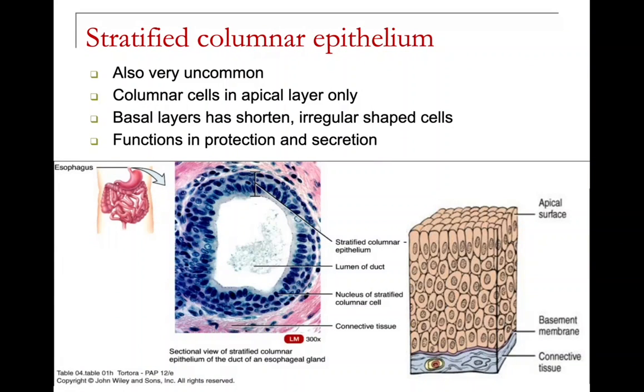The stratified columnar are also fairly uncommon. The columnar cells are in the apical layer only. The basal layers have shortened, irregular shaped cells. Going to provide protection and secretion. So this would be in an esophageal gland.